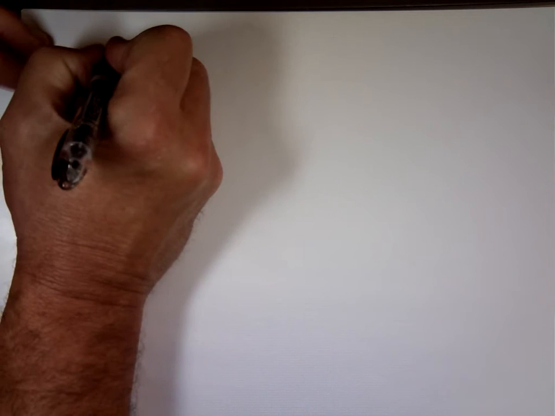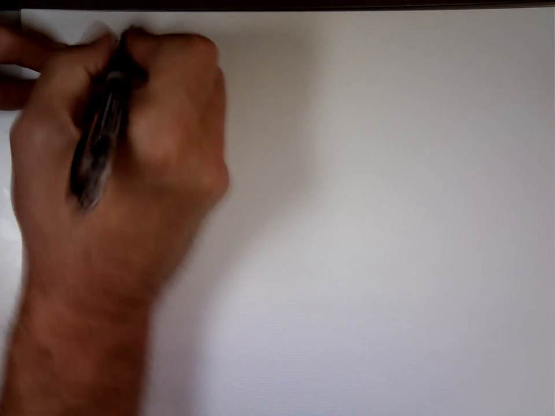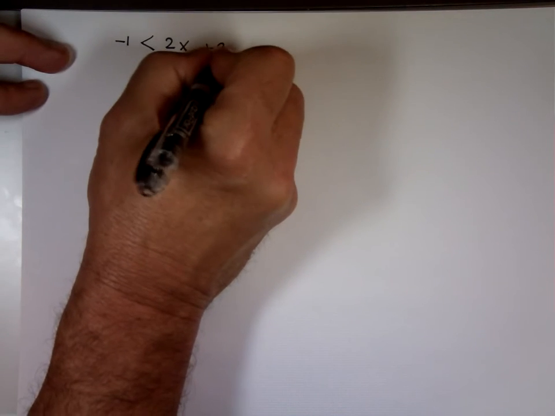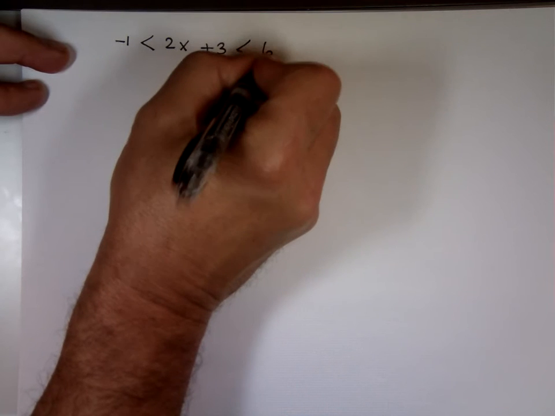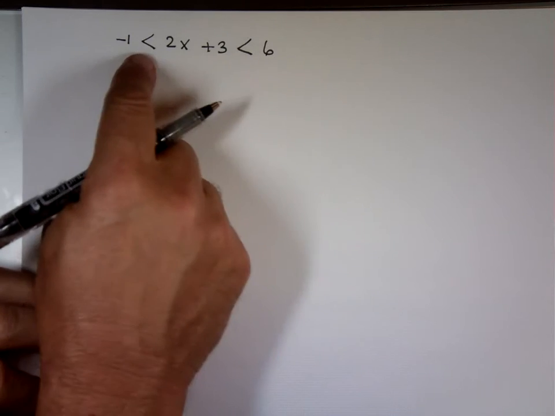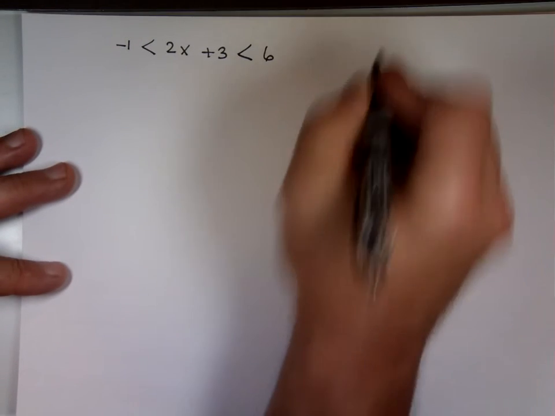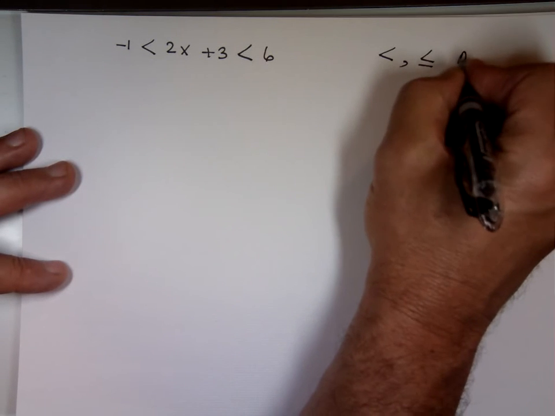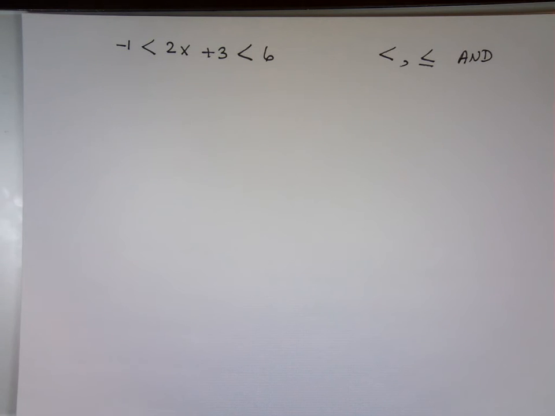Okay. Let me try a couple more of these problems. Then this section is done. Minus 1 is less than 2x plus 3 less than 6. When you have a less than sign, a compound statement like this, and you have less than or equal to, that's really an AND operation. You're looking for an overlap. You have to satisfy both conditions. That's an AND.